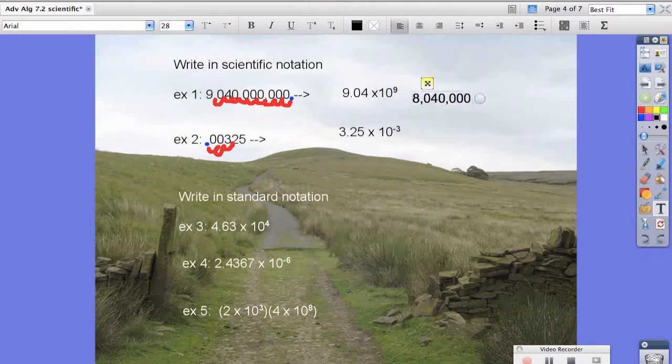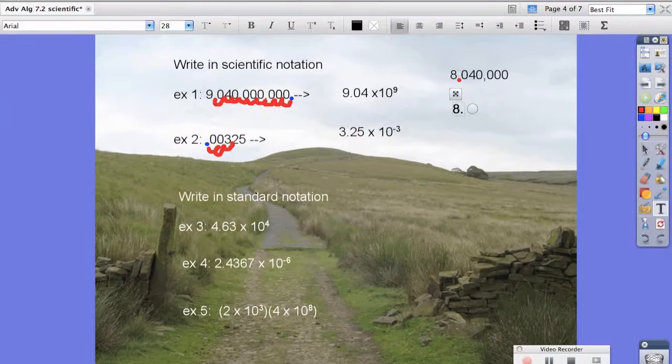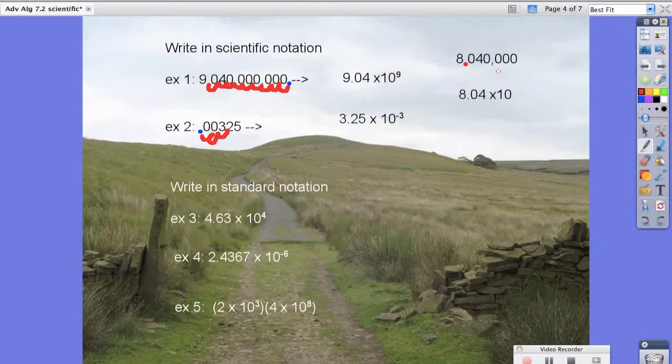8,040,000 is our number. To put that into scientific notation, we need to put the decimal point right after the 8, which gives us 8 and 4 hundredths, or 8.04, times 10 to the something power. Now again, we need to move it from our new point to where it was originally, which is at the end. So 1, 2, 3, 4, 5, 6.